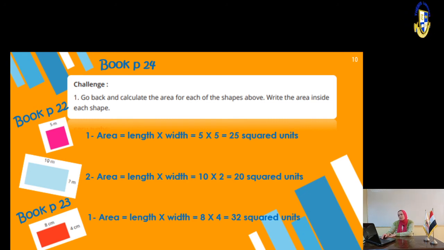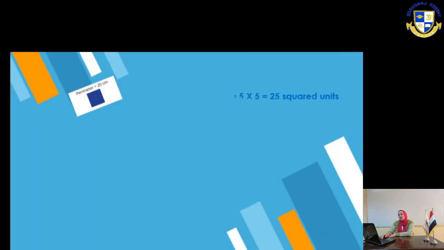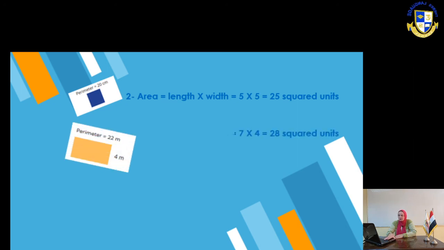Okay, in the next page we have a square with perimeter 20. Find the area. Okay, the area equals side by side. If the perimeter of the square is 20, find the side. So we are going to make 20 divided by 4, so the side of the square will be 5. After that, find the area by making 5 times 5 equals 25 square units.